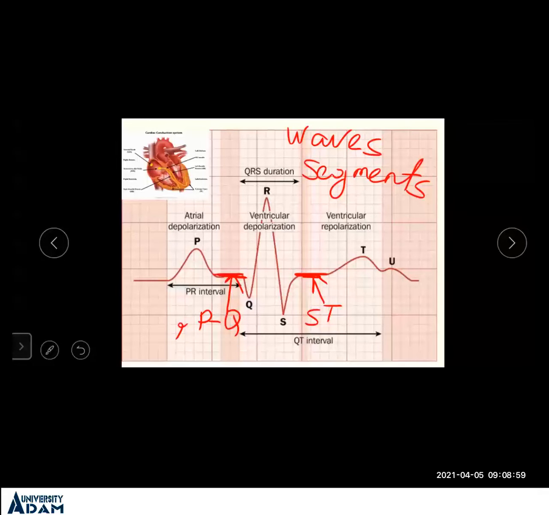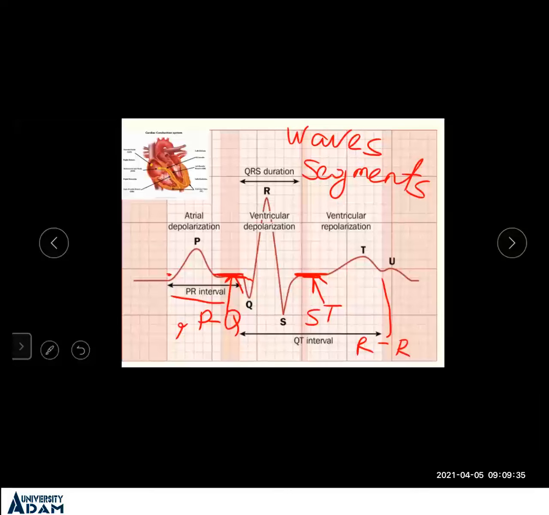We have intervals, and these include both waves and segments. This is the PR interval, from this part to R. And we have the QT interval from Q to T. And we have another interval called the RR interval, between R and the next R.